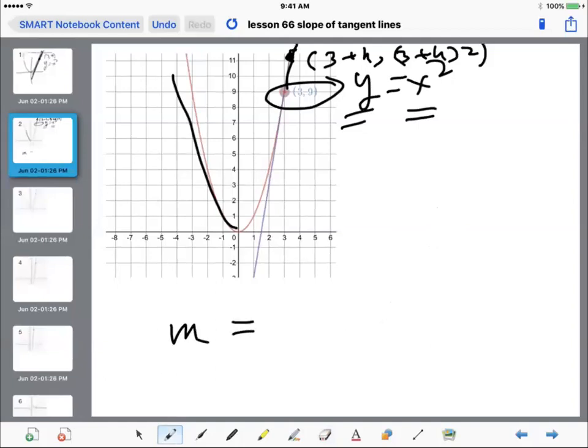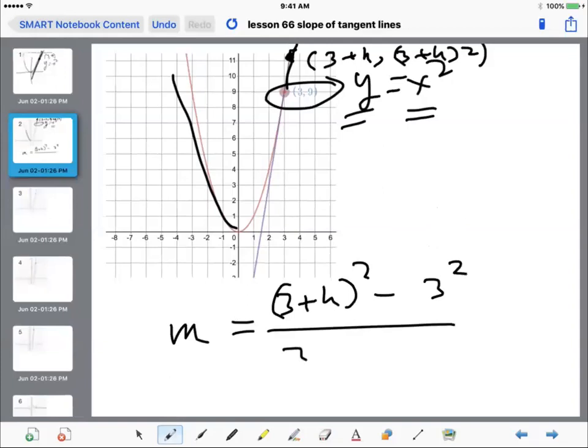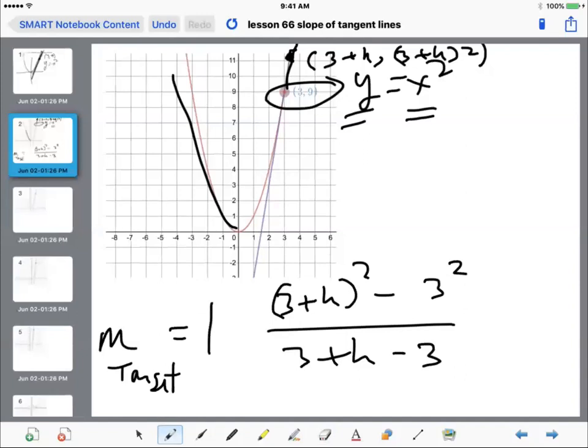So the slope of the secant line is 3 plus h squared minus 3 squared over 3 plus h minus 3, which you'll recognize from yesterday. And you could plug any value for h that you want except 0, because 0 makes it 0 over 0, which is undefined. So what we do instead is say the slope of the tangent is equal to, and now we get to use the terminology, the limit, as we have to use h as our variable, not x this time. And that is going to get us the slope.